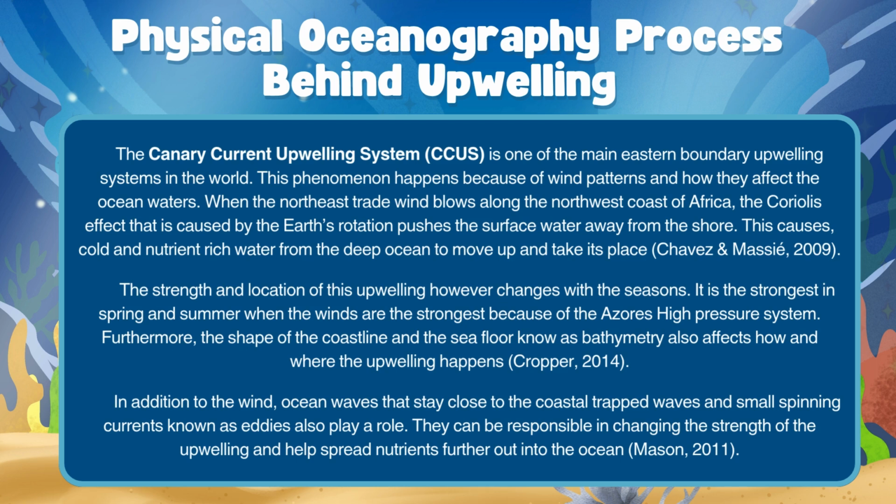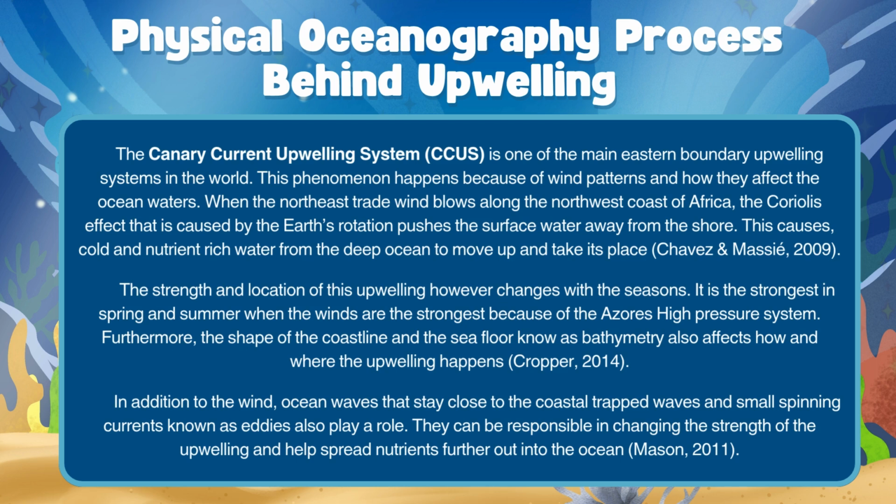Now, let's look at the physical oceanography process behind upwelling. The Canary Current Upwelling System (CCUS) is one of the main eastern boundary upwelling systems in the world. This phenomenon happens because of wind patterns and how they affect the ocean waters. When the northeast trade wind blows along the northwest coast of Africa, the Coriolis effect that is caused by the Earth's rotation pushes the surface water away from the shore. This causes cold and nutrient-rich water from the deep ocean to move up and take its place.